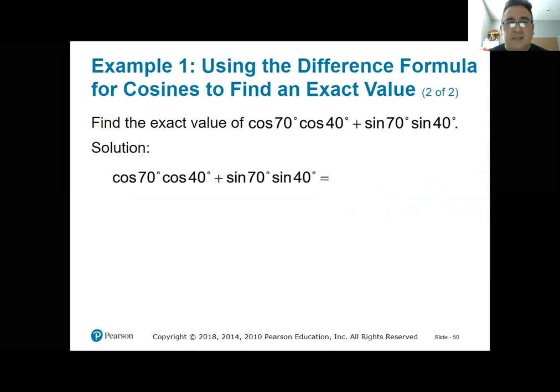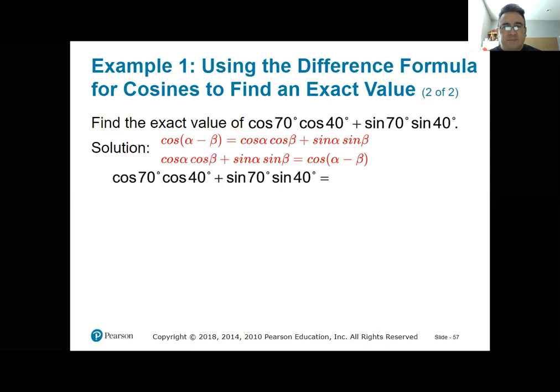Well, we know that the cosine of the quantity alpha minus beta is equal to what? Which is equal to cosine of alpha times cosine of beta plus sine of alpha times sine of beta. Good job, Haley. So you're already memorizing it. So now if it works this way, that means it should work backwards also, right? Since they are equal, I can write it the other way around. Everybody good with that? So now how does this apply to the problem that we have?